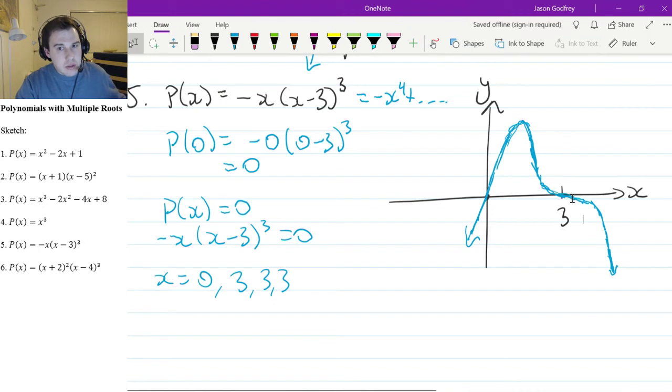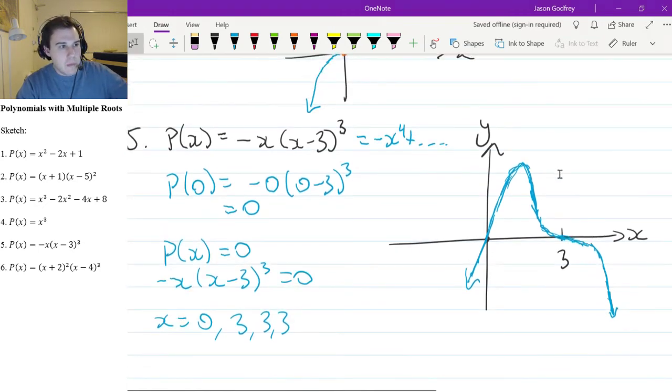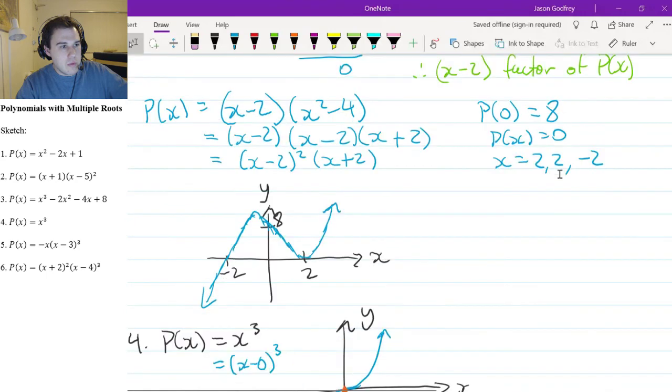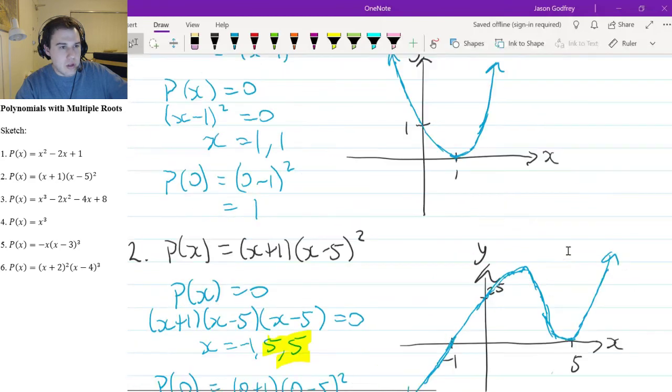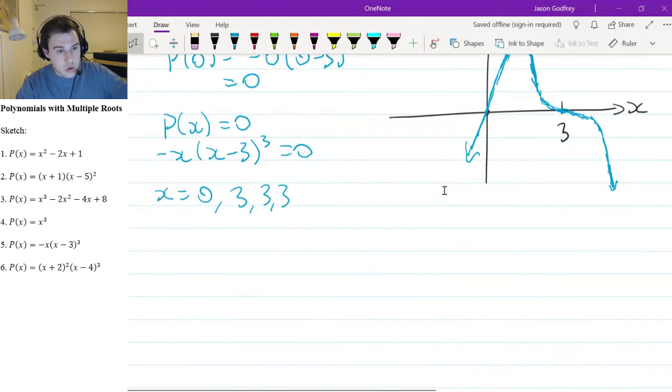So just some other things to think about here, which didn't happen before. When we had something all squared, notice it bounces off. So that's only really one turning point. Even though it bounces off and it's 2 roots at that point, it's only one turning point.